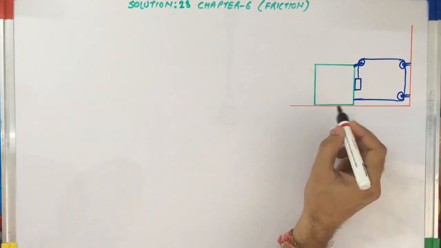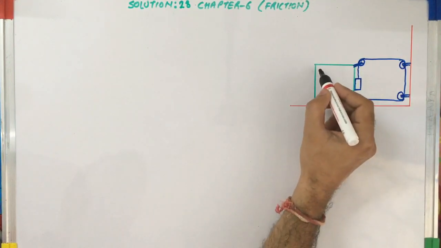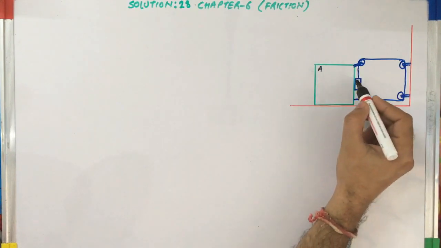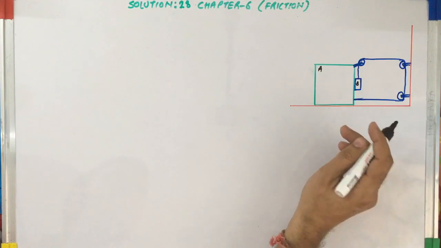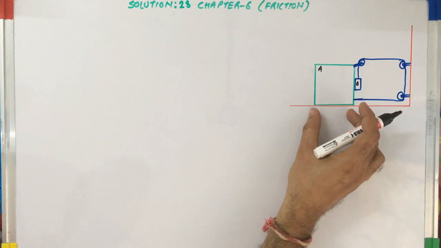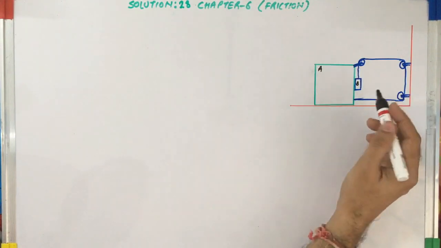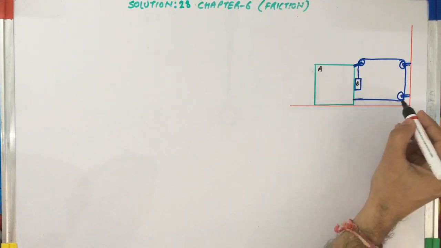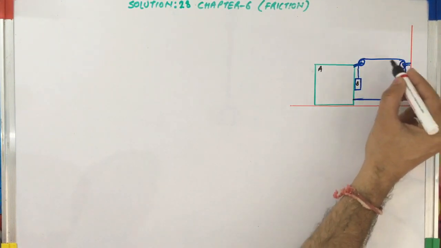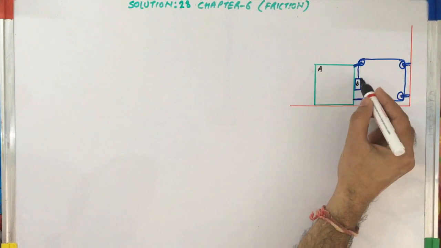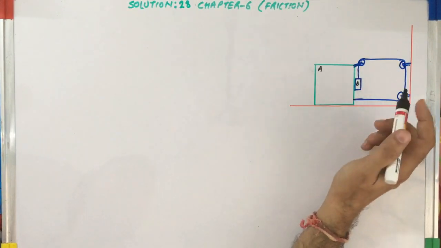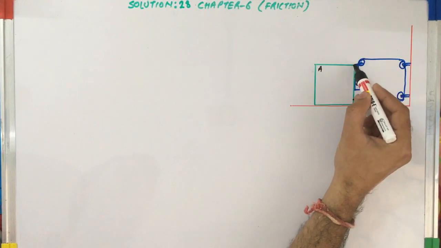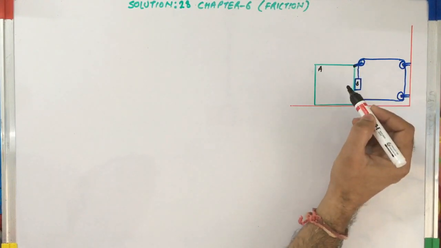Okay. So this is a big block. Let's say this is block A and this is block B. Now try to understand. If this block will move in the right hand direction, so this is the string which is attached through these three pulleys and to this block B, right? Now the major point here to notice is that this pulley is attached to this block, right?